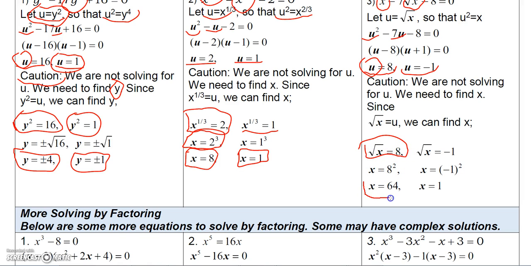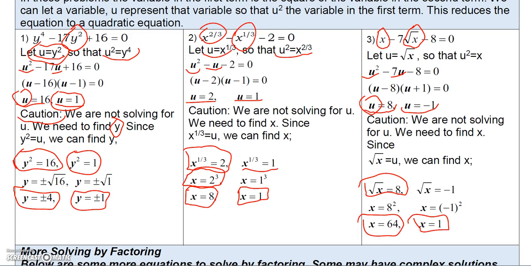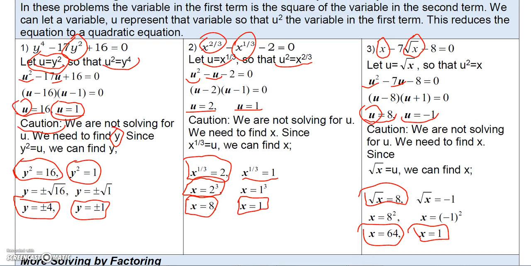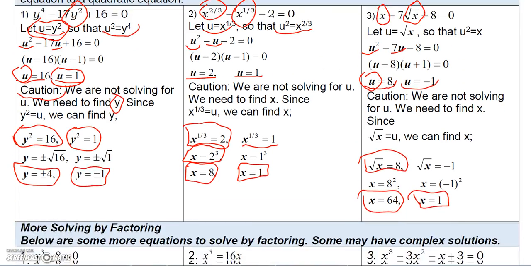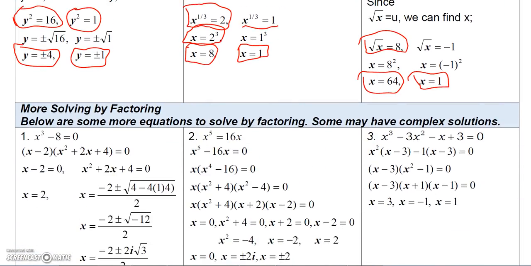And so 8 squared is 64, so x would be 64. And then we do the same thing here, let u equal square root of x, and we get square root of x equals negative 1, and then square both sides, and we get x equals negative 1 squared, so x would equal positive 1. And there's other types of problems that you can solve using this method, but this is a method to convert a problem that's not a quadratic into a quadratic equation so that you can actually solve it.